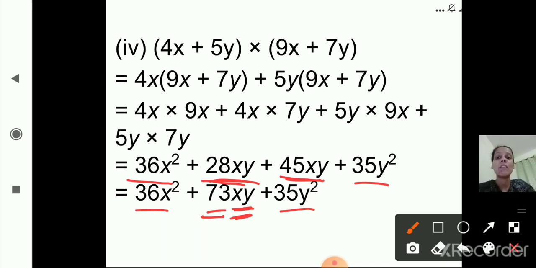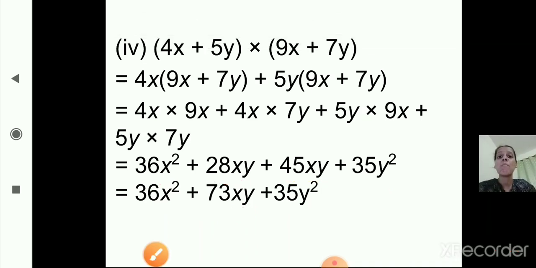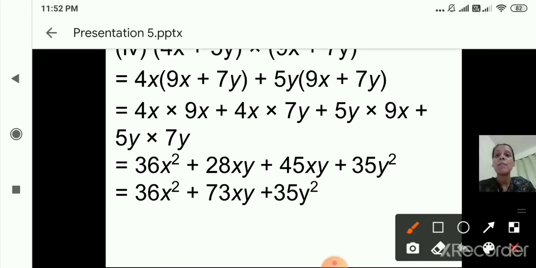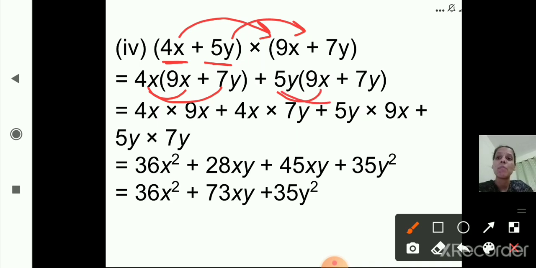Hope we are clear with the fourth sum. Here we are doing multiplication of a binomial by a binomial. So the first step is we will multiply the first term by the second algebraic expression, and then the second term with the second algebraic expression, right? Now this 4x multiplied by 9x, this 4x multiplied by 7y. Here also 5y multiplied by 9x, 5y multiplied by 7y.